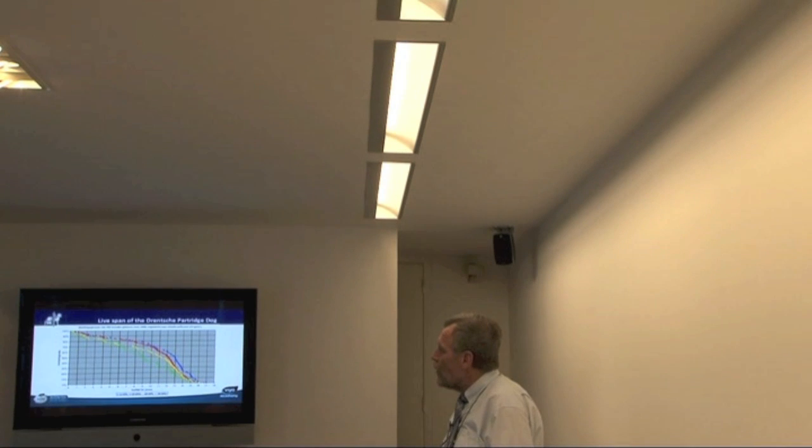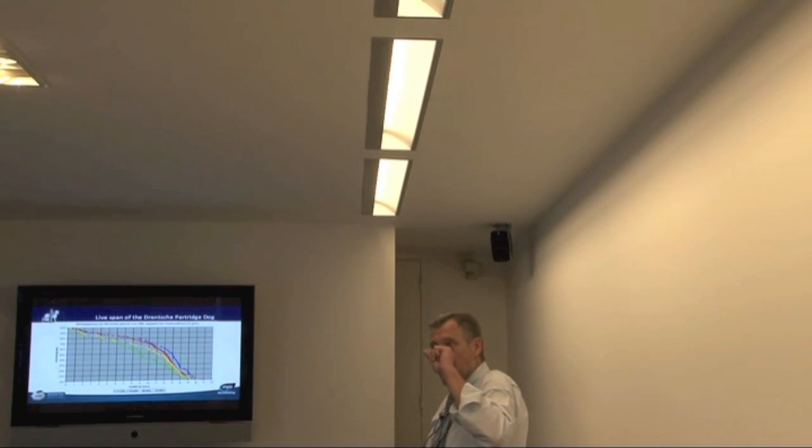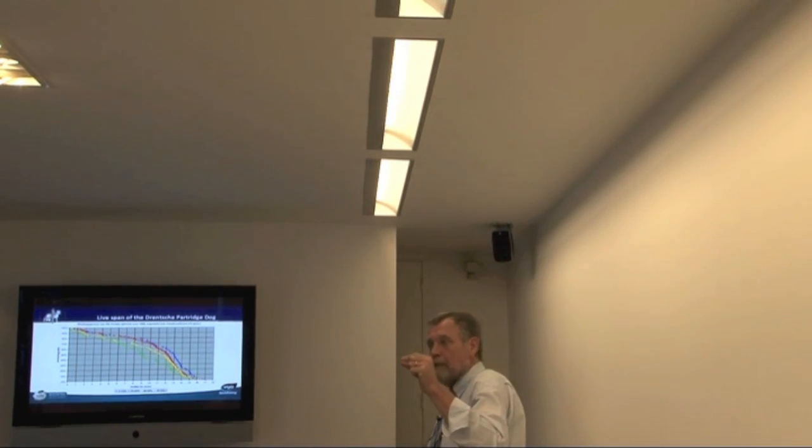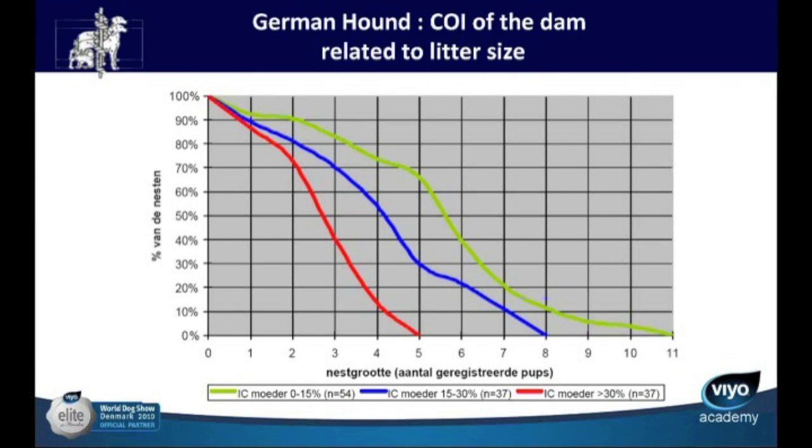So, as a whole, you could say 10% more in the level of inbreeding, in the coefficient of inbreeding, means 1 year shorter to live. Look at fertility.